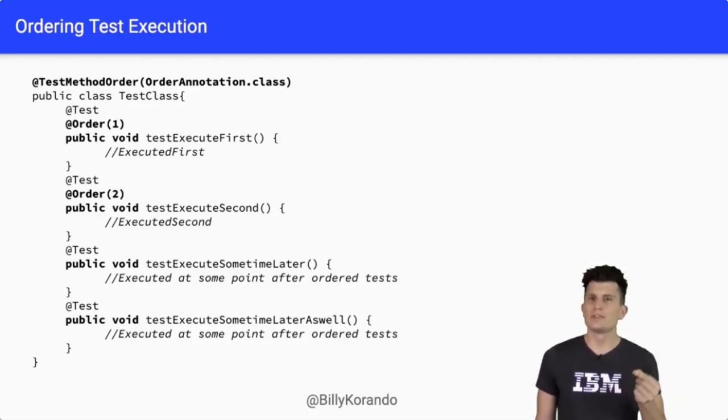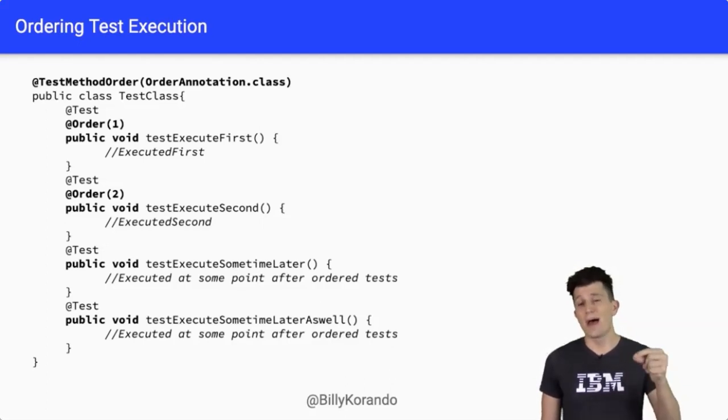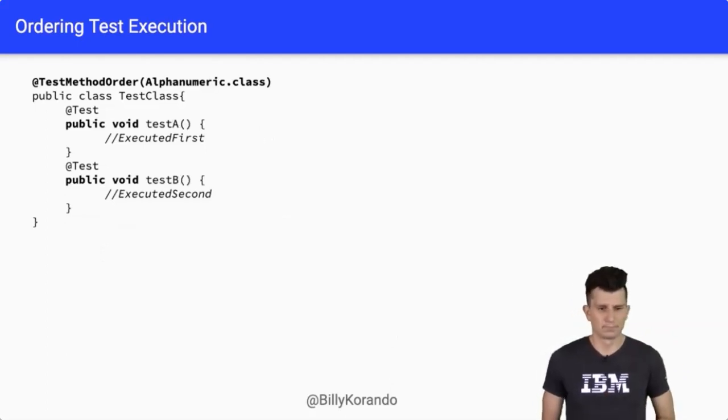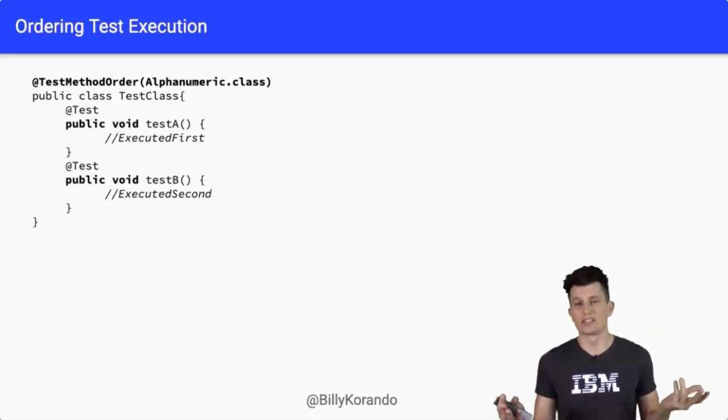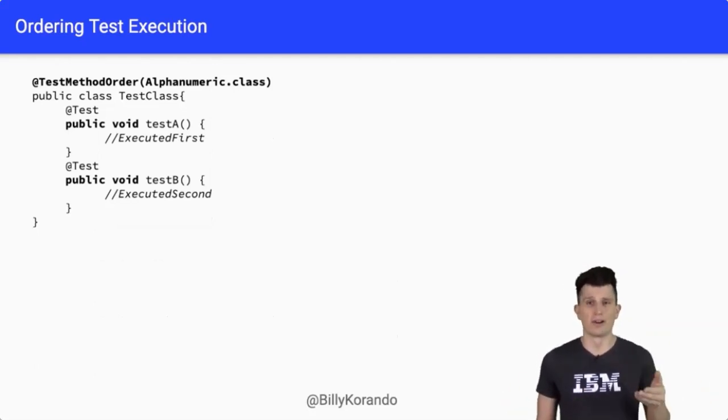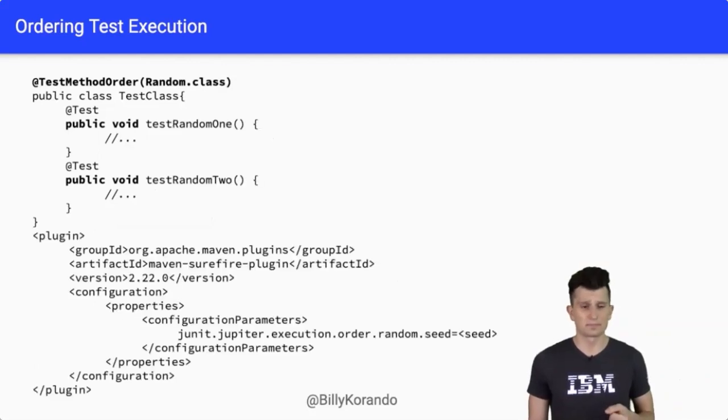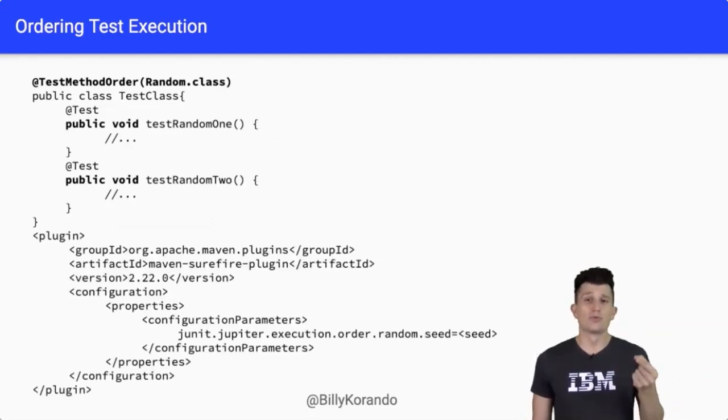Also added, and I believe in JUnit 5.5, is you can also set a test to the max order limit if you want to have a test executed at the end of your test case. You can also do alphanumeric, which orders tests by the alphanumeric value of the test case name. And you can also do random.